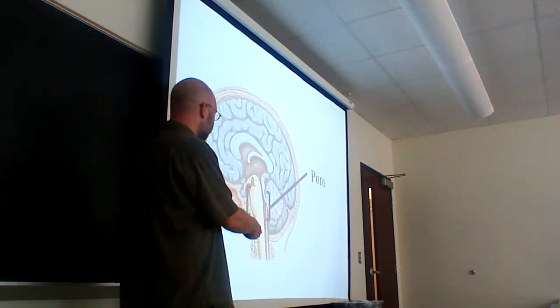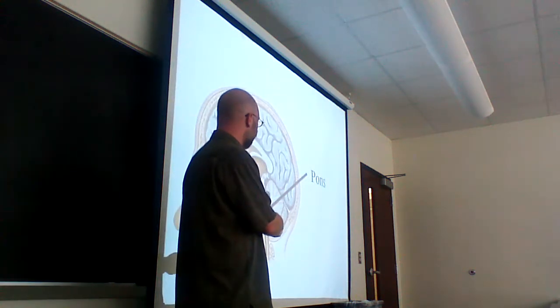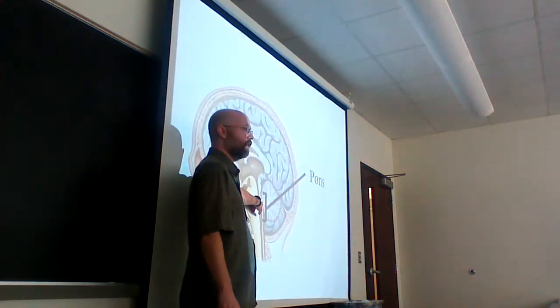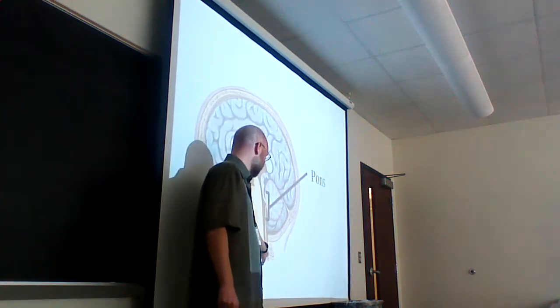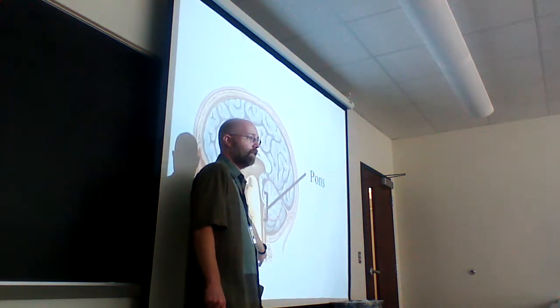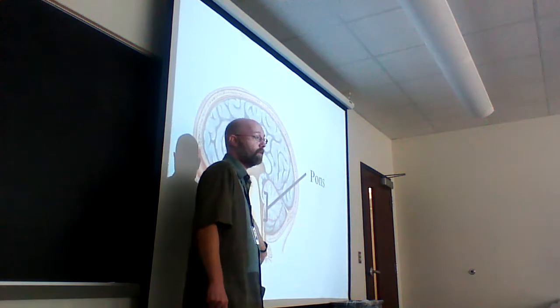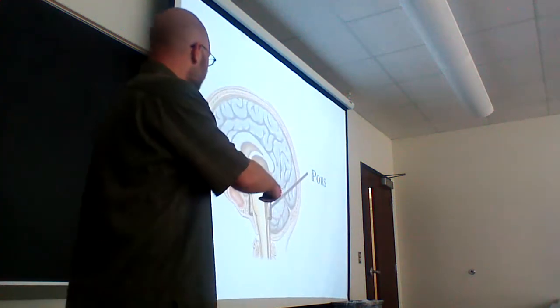Pons. This is the cerebellum here. Pons sits right in front of the cerebellum. What's this cavity here? Fourth ventricle, very good. What's this cavity here? No. This is the central canal of the spinal cord. That's okay.